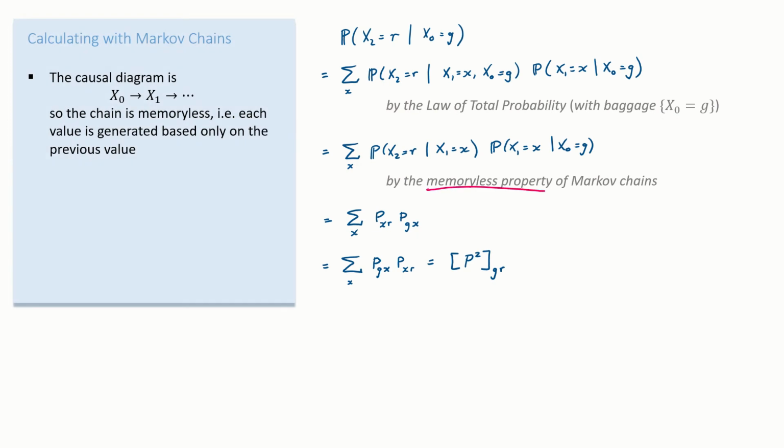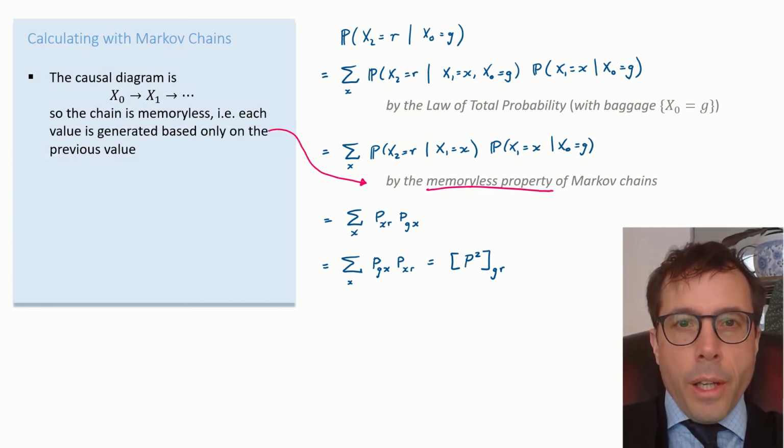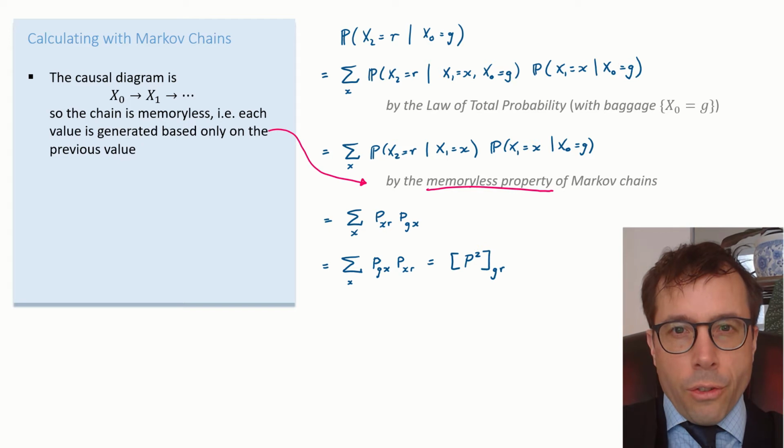Let me step back and highlight the two key steps here. The first key step is memorylessness. That's the defining feature of Markov chains, the idea that the next state is generated based only on the current state. So, if we know the current state, we can throw away the past history.